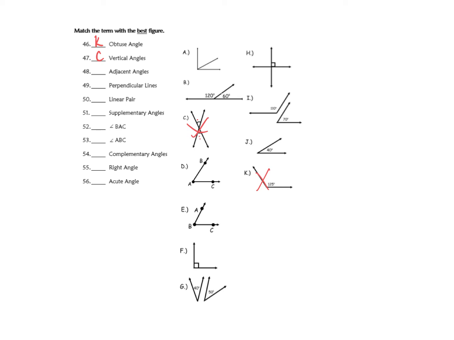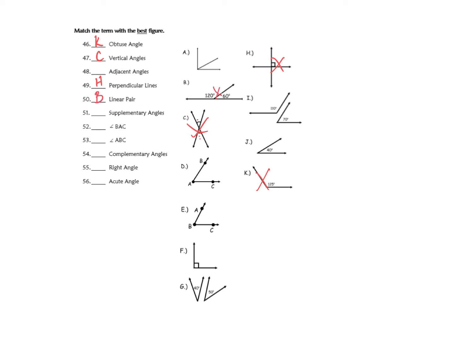Adjacent angles, well, I see a couple of sets of adjacent angles. I'm going to come back to that one. Perpendicular lines, that means two lines that intersect to form a right angle, so that's H. A linear pair, two angles that form a line, that has to be B.